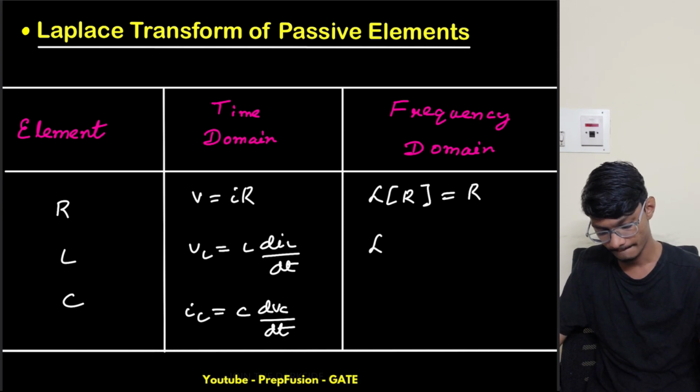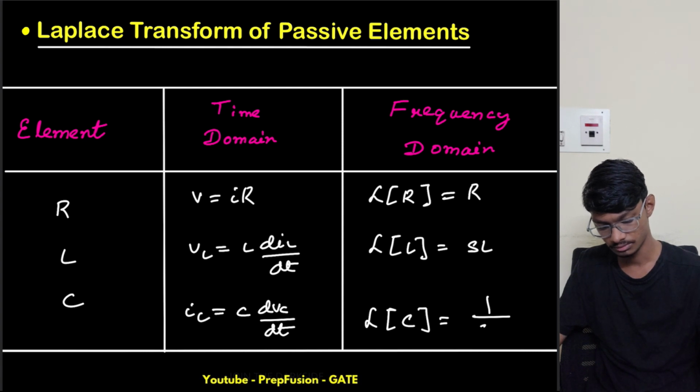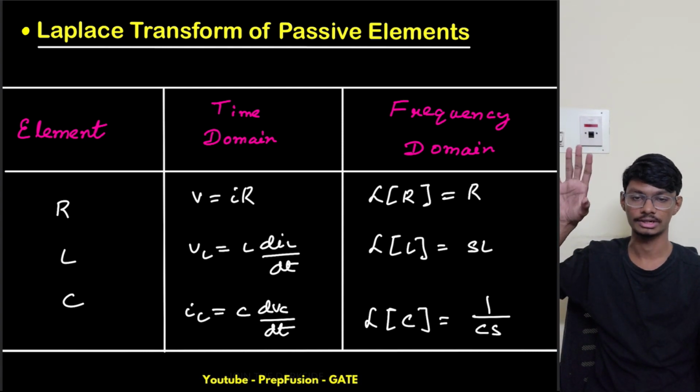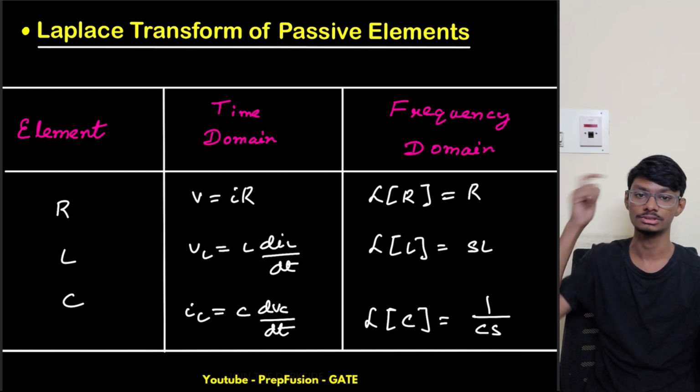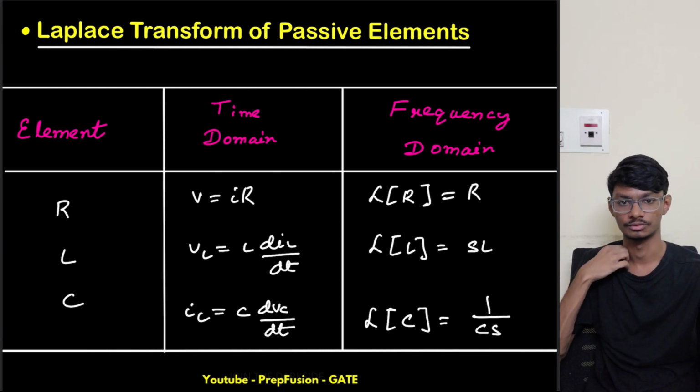So this is L, this will be sL only, and in the Laplace transform C will be 1 by Cs. So if we see one circuit element as L or R, C, what we'll do is convert L into sL, or C into 1 by Cs. We will do examples from there. You will understand. In the next lecture we'll do examples, right?